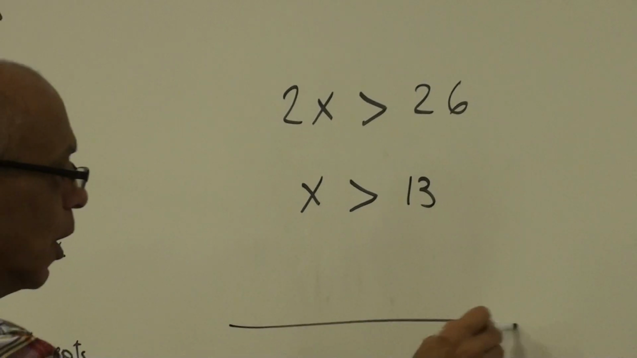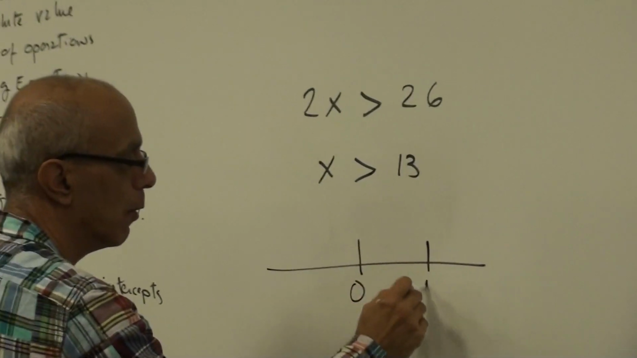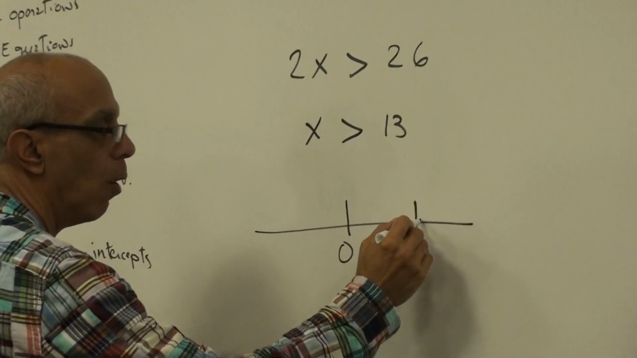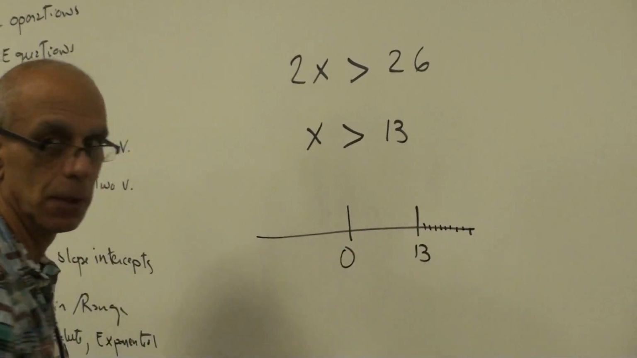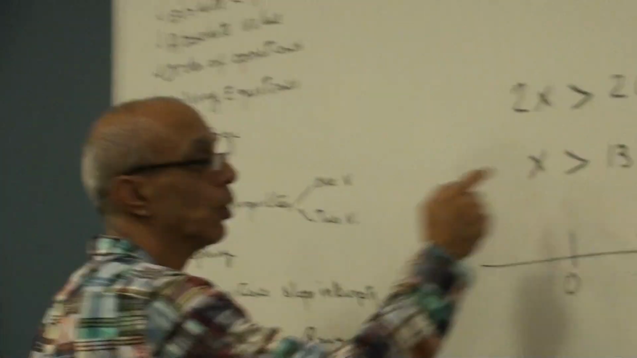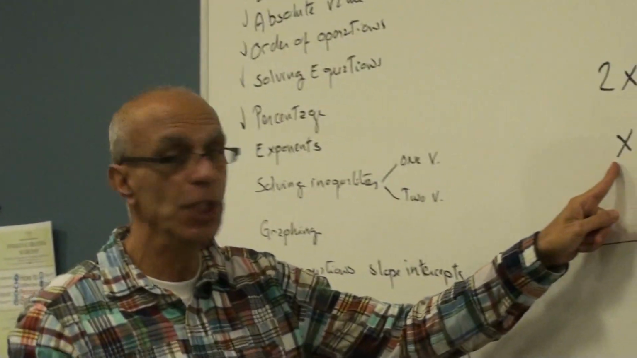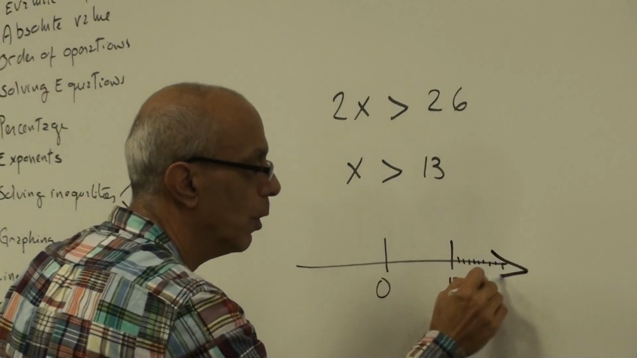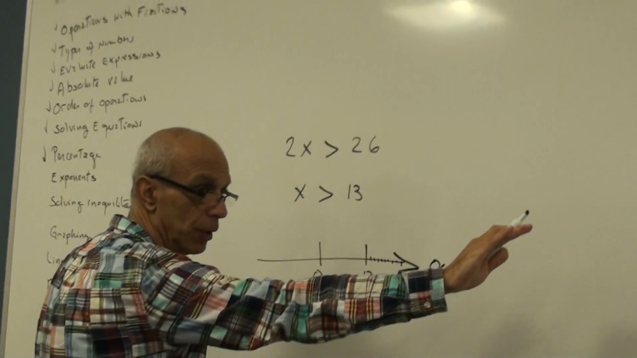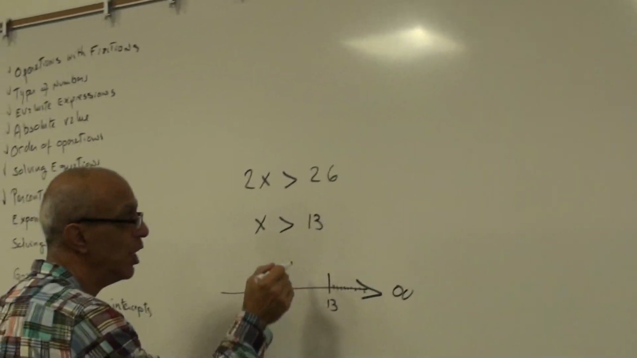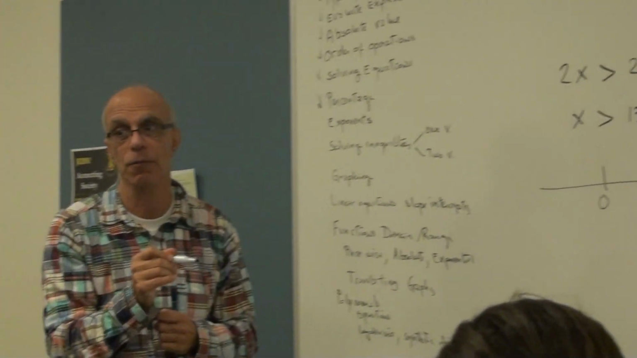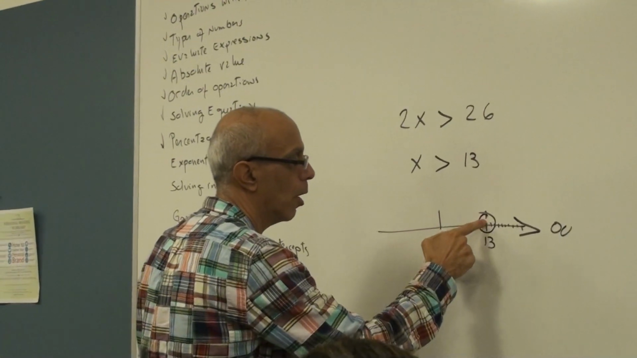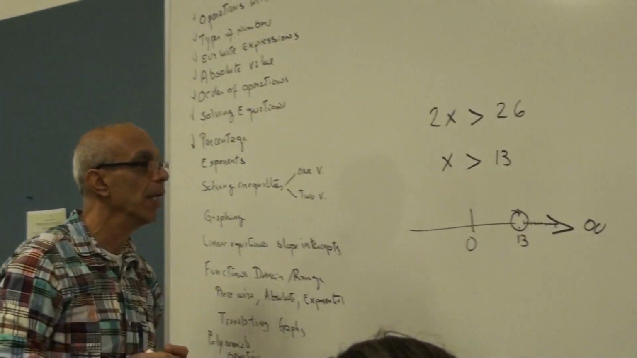So now if we put the number line here, 0 and 13 is somewhere here, so how are we going to represent that? All values here above 13 are valid solutions for this. Because if I put 14 here, 14 is greater than 13, okay? So it goes this way, to infinity, right? But 13 itself is not part of the solution. And for that, we're going to represent that with an open circle, okay?